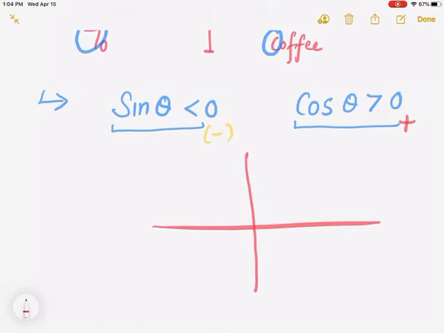Sine is less than 0. Sine is negative in here and in here. I'm done with my first inequality. Now let's check the second one. So I'm already down to third quadrant and fourth quadrant.